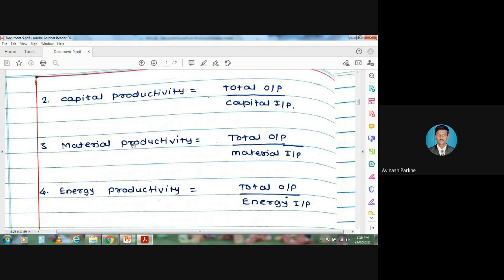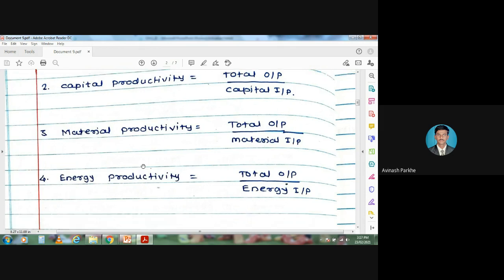Similarly, material productivity. Material is also one of the important input parameters. If I have to calculate the productivity of that particular material, it is called partial productivity. Therefore, material productivity is equal to total output upon individual input. Which input have I considered? Material. Therefore, total output upon material input. Similarly, energy productivity. Energy is also one of the important input parameters.